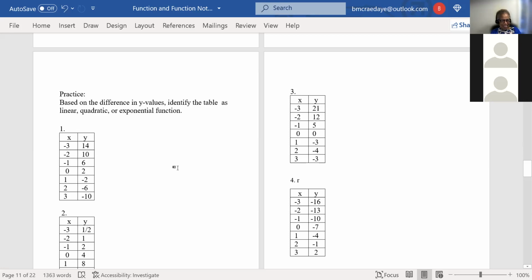You guessing? Did you get the difference in your Y values? No. What's 14 minus 10? Quadratic. You say quadratic? Let me see. No, it's exponential, whatever the word is. What's 14 minus 10, Latoya? 4. Okay.